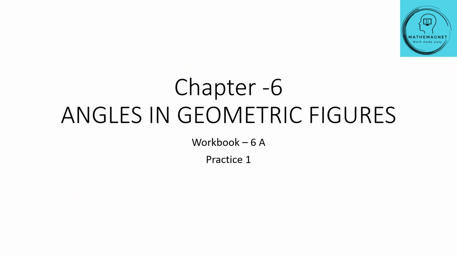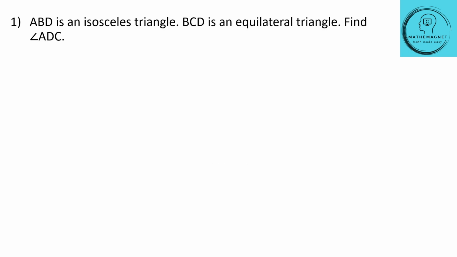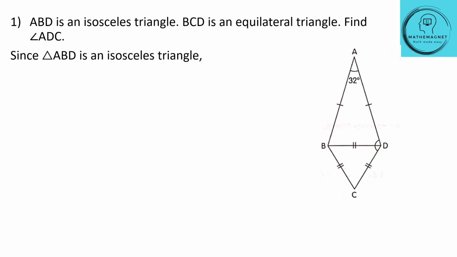Today we are going to do chapter 6, Angles and Geometric Figures, from the workbook for grade 6A. We shall try to solve questions from practice 1. Question number 1. ABD is an isosceles triangle. BCD is an equilateral triangle. Find angle ADC. Now since ABD is an isosceles triangle, we know the angles opposite the equal sides are equal.